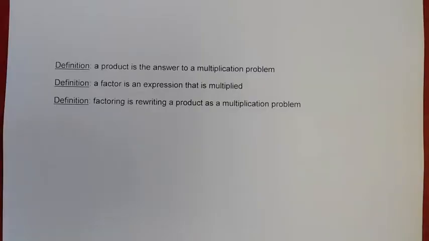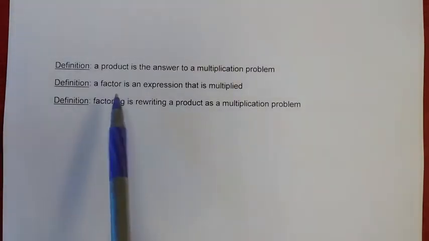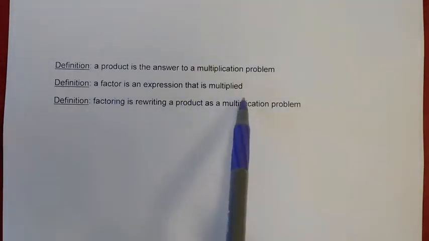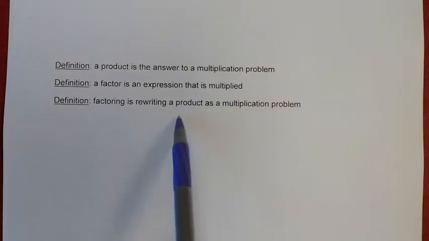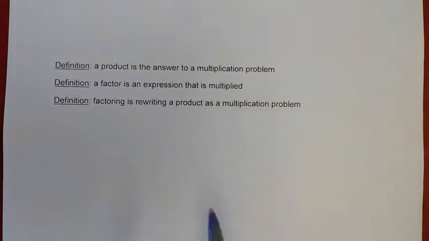So I have some definitions here for you. A product is the answer to a multiplication problem. A factor is an expression that is multiplied. And factoring is rewriting a product as a multiplication problem.